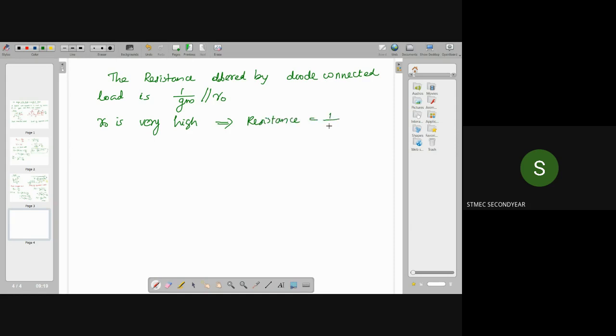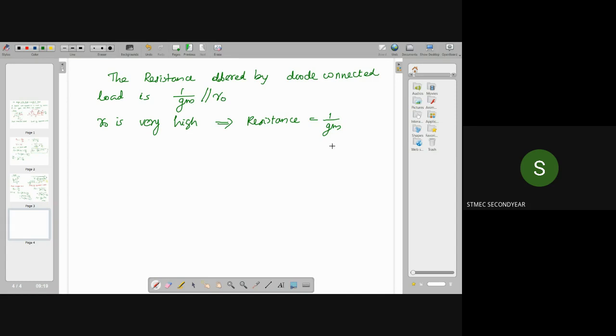1 by gm. Okay. Actually, if we want, we can neglect it and take 1 by gm, or if we consider 1 by gm parallel to ro, we can consider ro also. Or we can say simply, if ro is not considered, we can say this resistance offered will be 1 by gm. Okay. So that is the resistance offered by diode connected load.